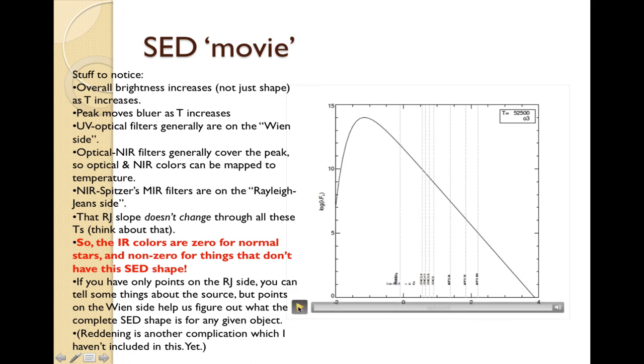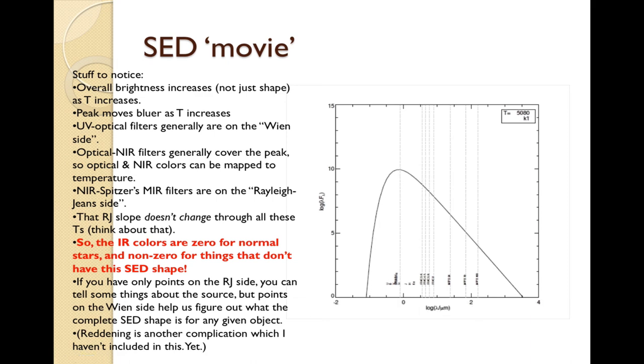The UV and optical filters are often, let me pause that for a second. Let me go back to the beginning and pause it. Stop. Okay. The UV and optical are on this side of the curve. This side is called the Wien side. This side is called the Rayleigh-Jeans side. So UV filters are often on the Wien side, and the optical filters generally are going to cover the peak of this distribution, and the infrared filters are going to be on the Rayleigh-Jeans side. Let me let this go again while you can look at where those filters are. So now the peak is finally out of the optical and the UV. You've got some O stars. We're going to go all the way back down to M's.